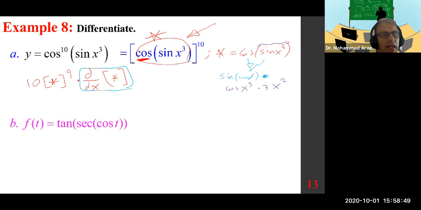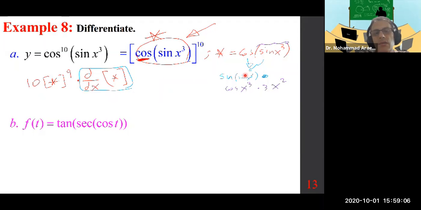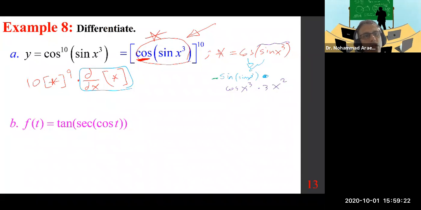So now let's go back here. 10 times this thing. So cosine of sine x cubed to the power of 9 times this derivative. This derivative, we did that. Sine, okay. I'm sorry, it's negative. My apologies. I messed it up here. This is minus, class. Okay. The derivative of cosine is minus. So minus sine of x cubed. And I need to erase this so you can see how that works. So remember, the asterisk is what's inside. I hope that helps. Okay.